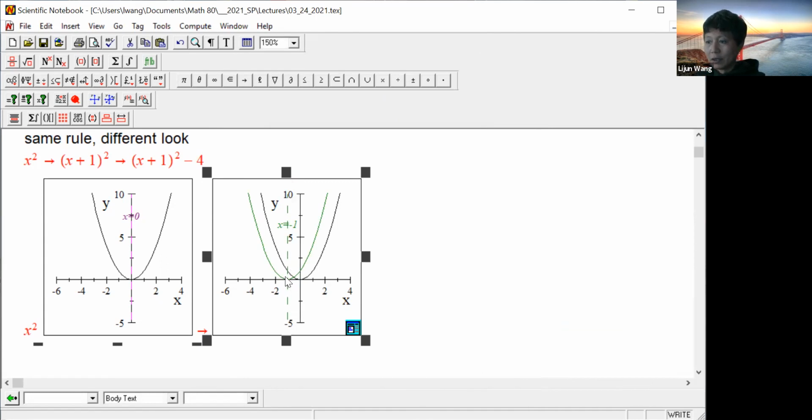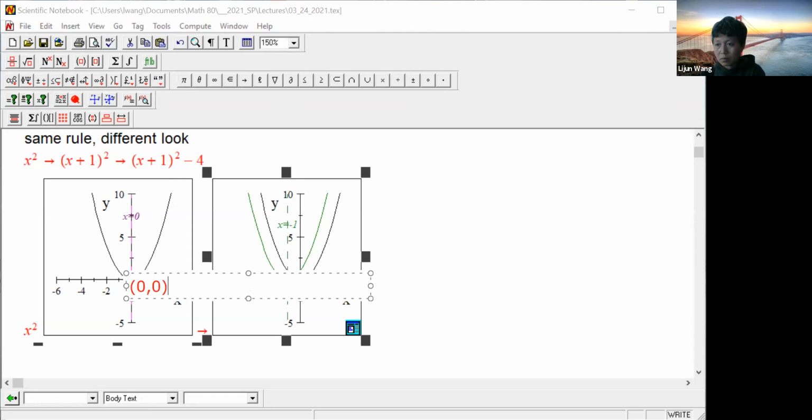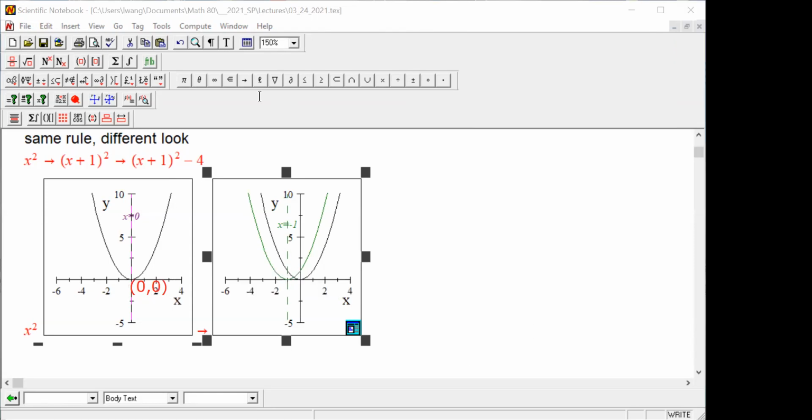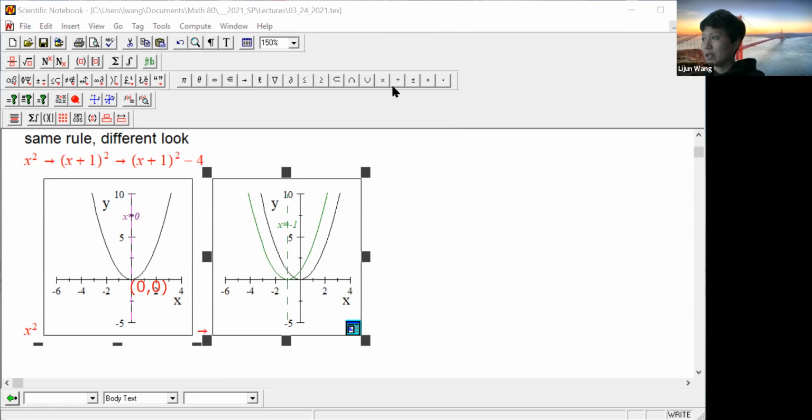Okay, and the lowest point, let's identify the lowest point. You can see the shifting of the lowest point, right? So the lowest point on x squared, where is it? It's at 0, 0, right? You follow me? The lowest point here is 0, 0. And we shift it to the left. What will be the lowest point now? The green.